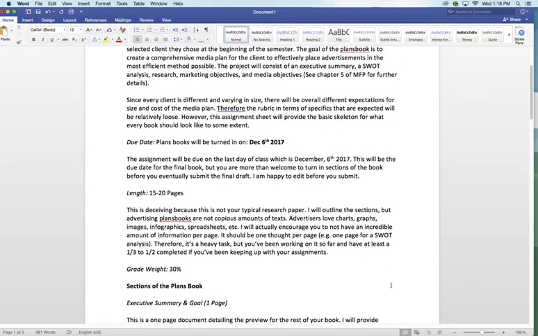Length is going to be 15 to 20 pages. Do not be daunted by the length of this project. It's not your typical research paper. I'll show you an example. And even the one I'm about to show you was extremely wordy for my liking. They did an extremely good job, but they just put way too much text on here.